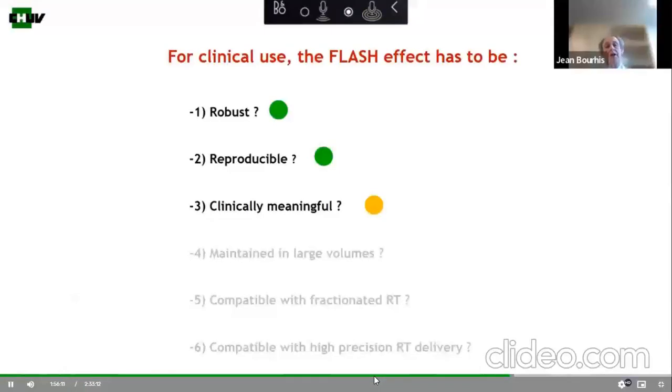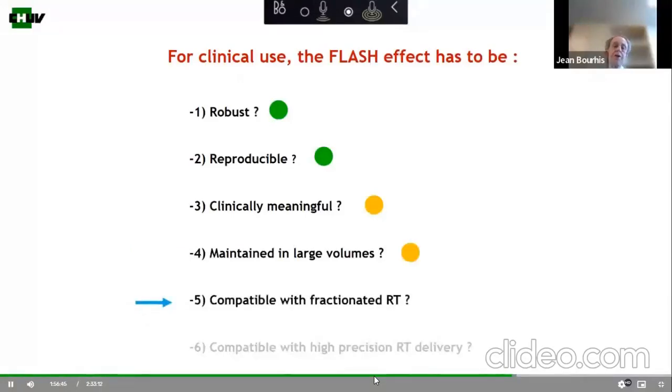So is it clinically meaningful? Probably yes, if we are able to use big dose per fraction, which we know is something extremely difficult to do in large volumes. So the immediate next question is, how can we maintain this flash sparing effect in large volumes? And do we have data on that? We have data in Lausanne, but not really published, so I'm not going to mention that. And this is certainly a very important question.